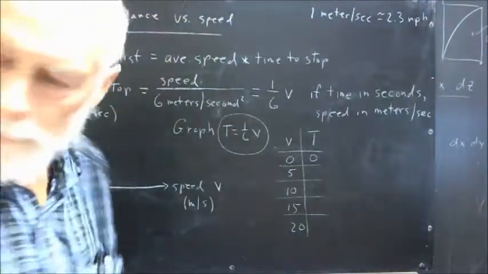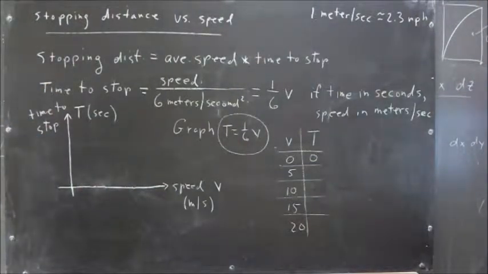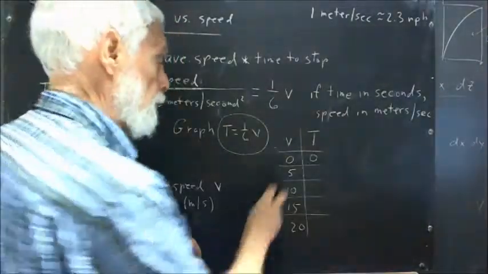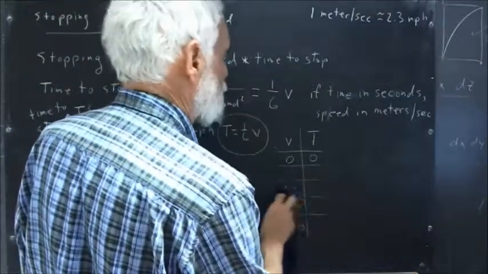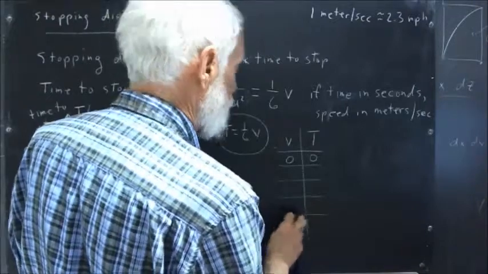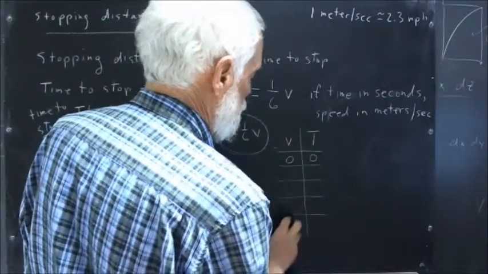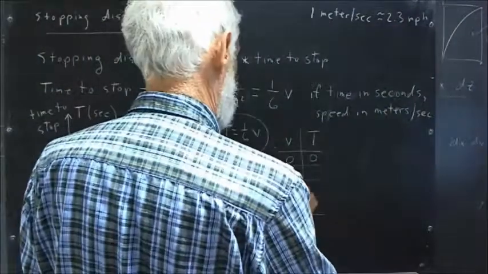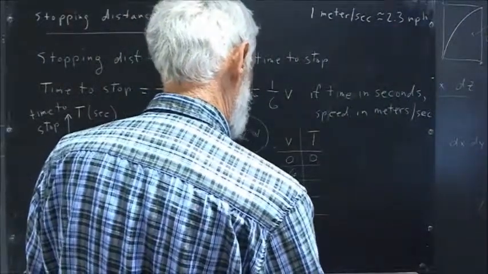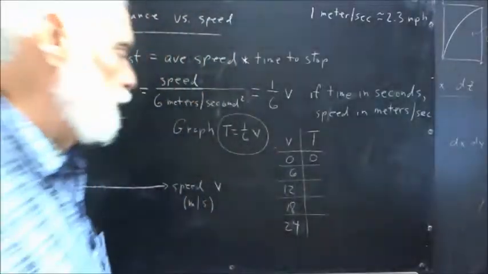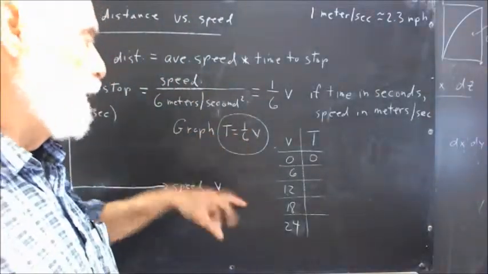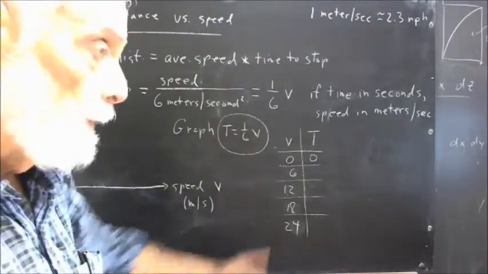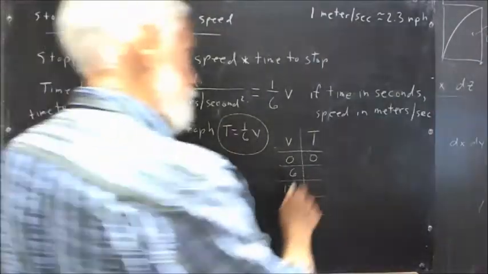Actually, I could be a little more sensible about this. I could spread the speeds out a little more and make them easier to calculate. So if I used 6, 12, 18, 24, the reason I choose these numbers is I have the 1/6 here, so why not use multiples of 6? We get a perfectly good set of times.